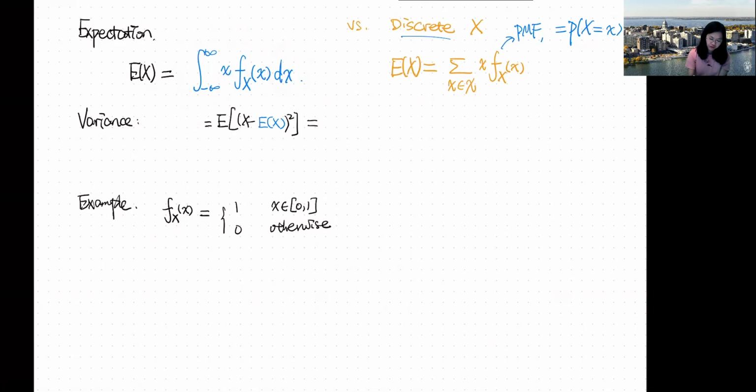We can also define the variance of the random variable in a similar way. The variance is still, just like in the discrete case, the expected value of the square of the deviation of x from its expectation. Except in the continuous case, these two expectations are expressed in terms of integrals.